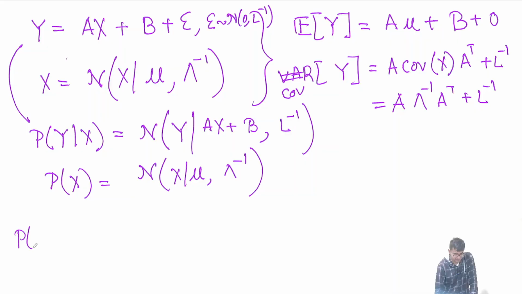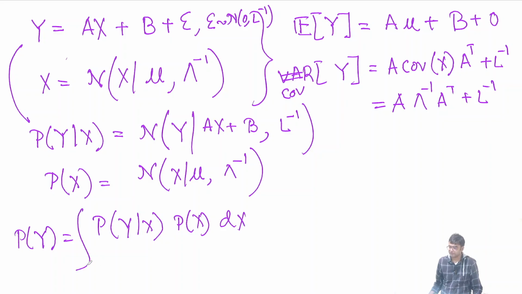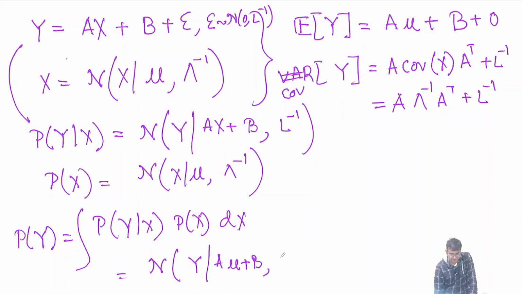What is probability of y? Integration. This is the actual convolution, the generalized convolution of Gaussians. This is Gaussian over y given, what is the mean? Written at the top, A mu plus b. There cannot be any x. I have already derived that. A mu plus b. And what is the covariance?